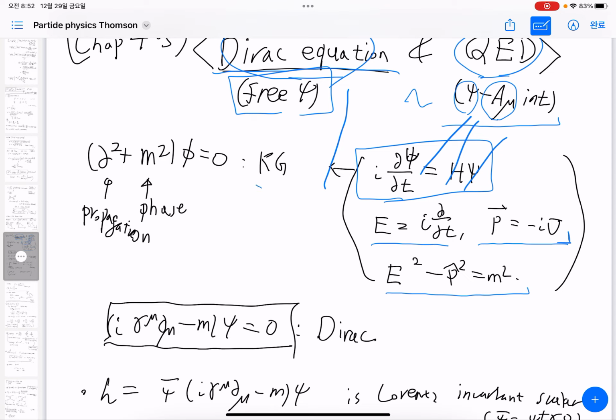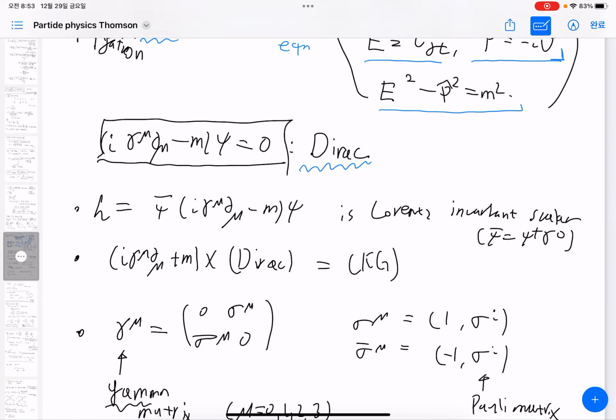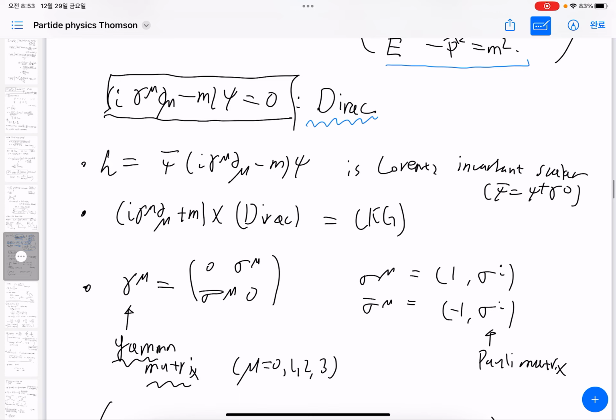So the result is the Klein-Gordon equation, which has the same form as the Helmholtz equation. The partials mean the propagations and the amplitudes mean the pies. And so we can construct such a propagation equation for the spinor, which is the Dirac equation. And for Lorentz invariance, gamma matrices are inserted for the Lorentz transformations of the spinor. So the Lagrangian is written by that.